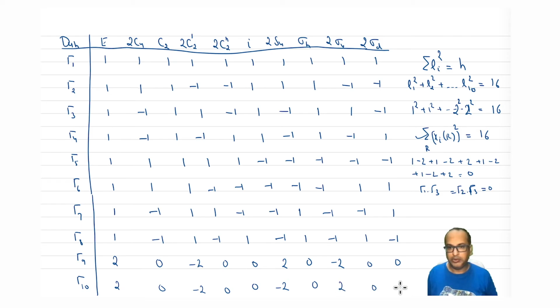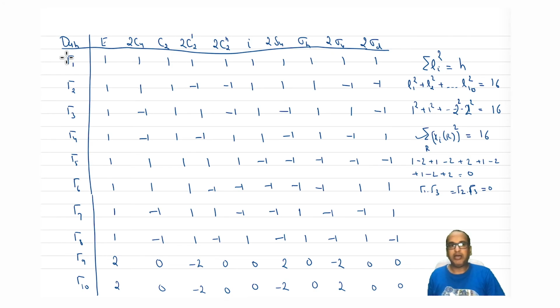2 0 0. So you must also appreciate the fact that all the irreducible representations are uniquely defined by different characters. So none of these two will have the same characters at all places, right? So there would be some difference so that they are uniquely defined.